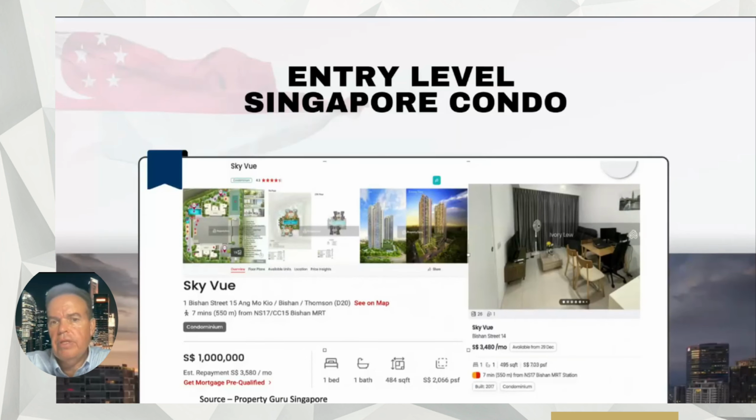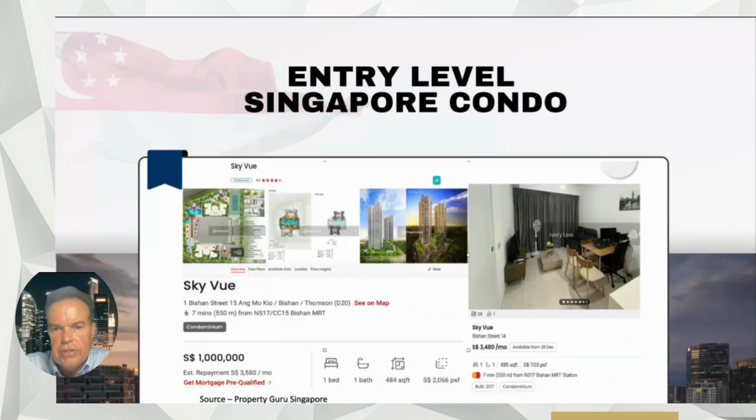But let's look at this, assuming that we're looking at this as a second property, an investment property, something that we want to get an income from, something that we would like to grow our net worth over the medium to long term. Let's have a quick look at some of these numbers and ask ourselves, is this a good investment, or is there somewhere that might be better? So when we look at this property, the $1 million Singapore dollars, the monthly mortgage repayments, if you can see it in rather small print under the $1 million, is estimated at $3,580 per month to service that mortgage.